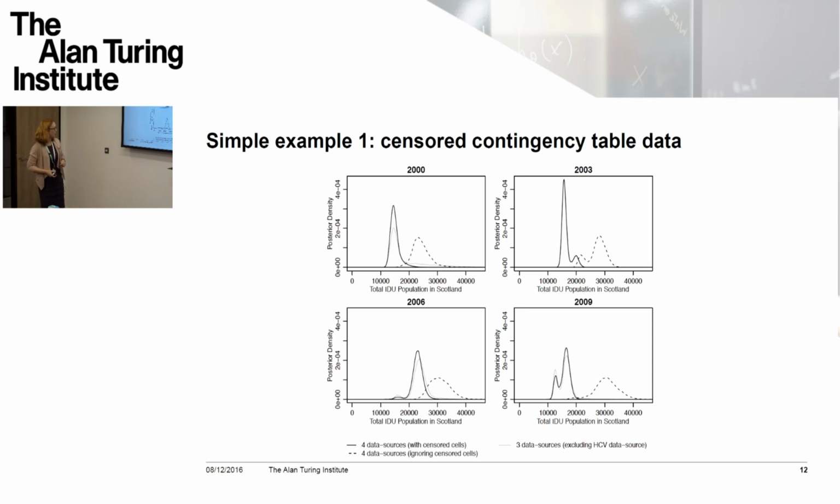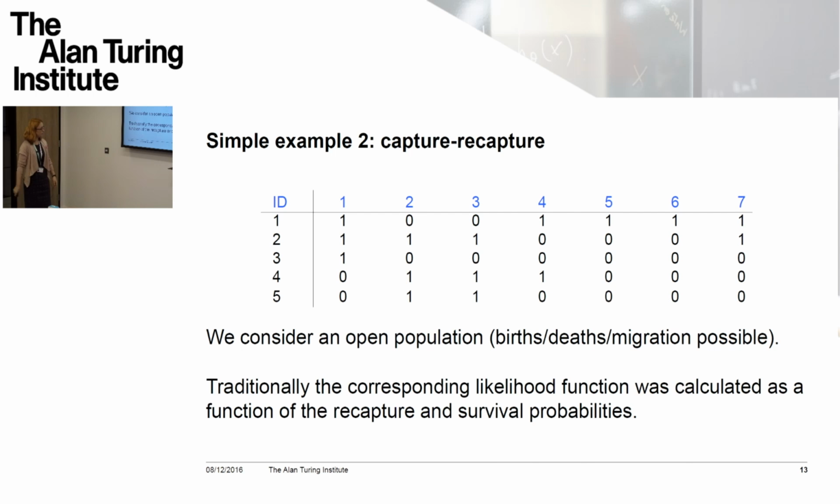So these are posterior model averaged estimates of the total population size. And you can see if you ignore the censoring, the estimates you get are significantly larger, which worried them in the first instance, which actually led us to go back and look at the data in more detail. But it was quite nice that we fitted into this hidden process structure. So that's the first simple example.